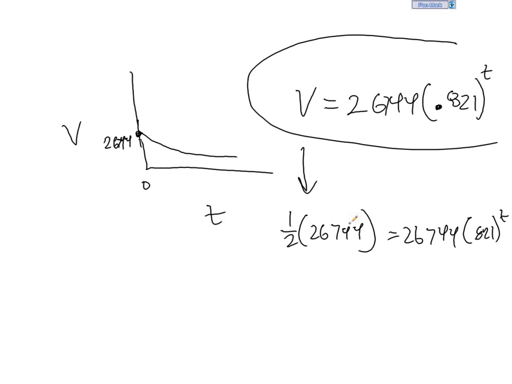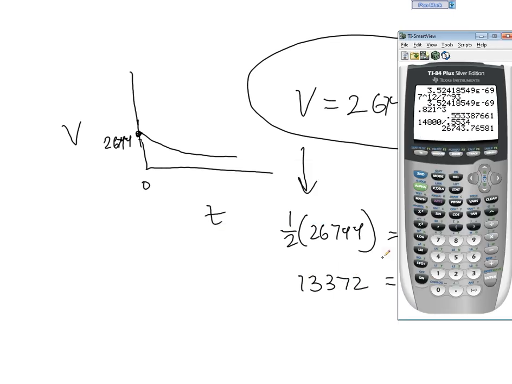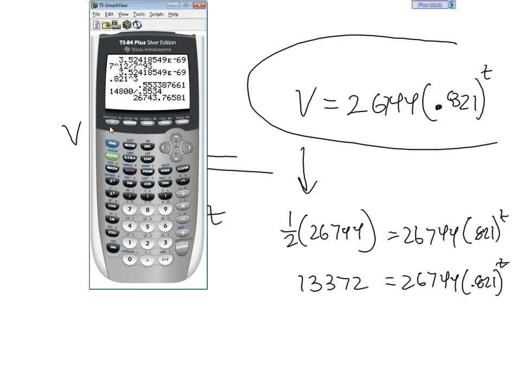And so half of that would be, let's see, 13,372, I believe, equals 26,744 times 0.821 to the t. So we want to know, when is the y value equal to 13,372. So what I'm going to do is graph both of these functions, my 26,744 times 0.821 raised to the x power. I'm going to set my window.